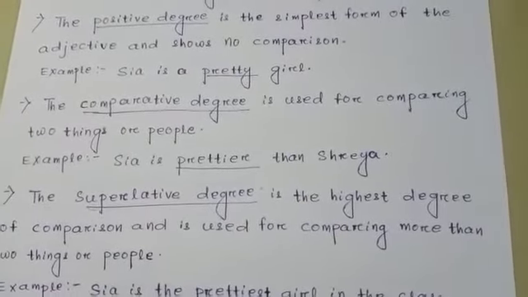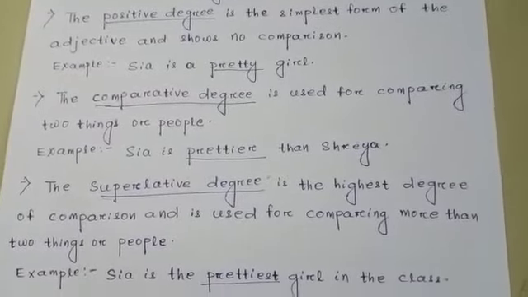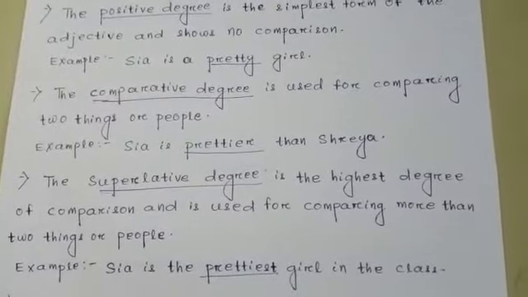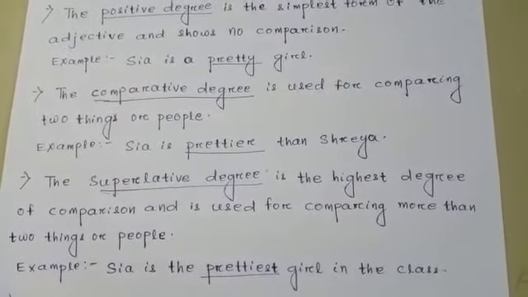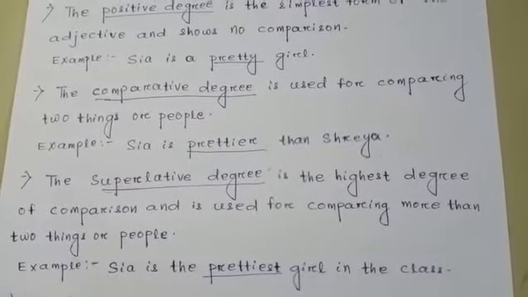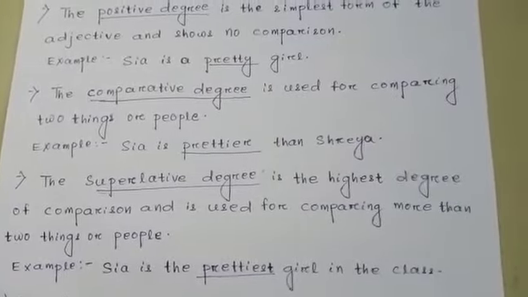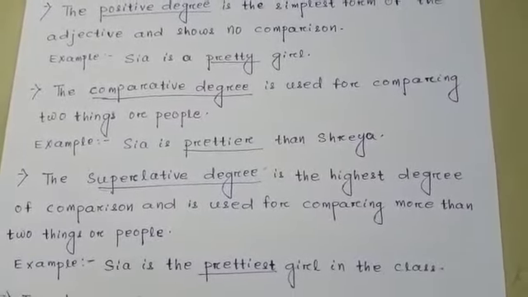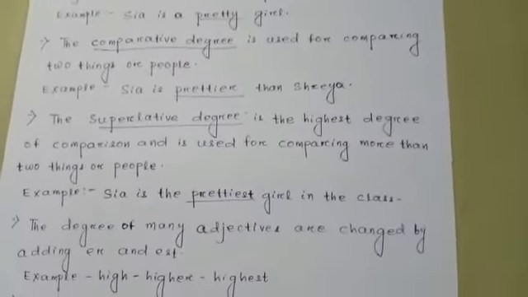For example, Sia is a beautiful girl. Sia is a pretty girl. You can say Rahul is a naughty boy. So here, when you use adjectives like pretty and naughty, it shows that no comparison is done. Simply you are saying she is a pretty girl, and Rahul is a naughty boy. Got it? So it is known as the positive degree of adjective.